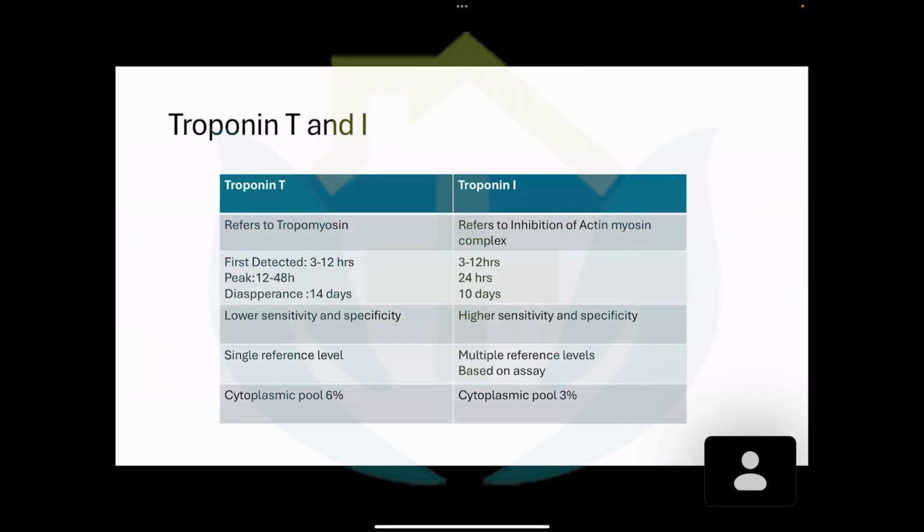So what is the difference between troponin T and troponin I? Troponin I, remember, has high sensitivity and specificity. I means self, that is the highest sensitivity, because in the exam you will get confused which is more sensitive and specific. And fast detected, and these things are not very important. Disappears, as I told, by 7 to 10 days.